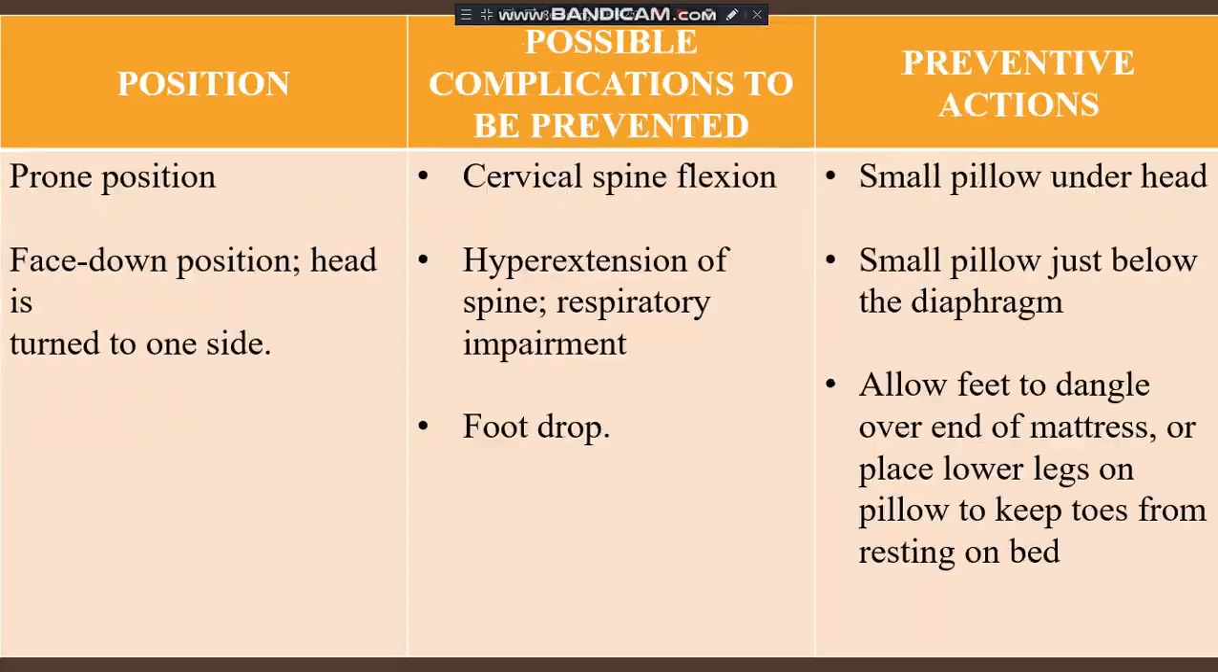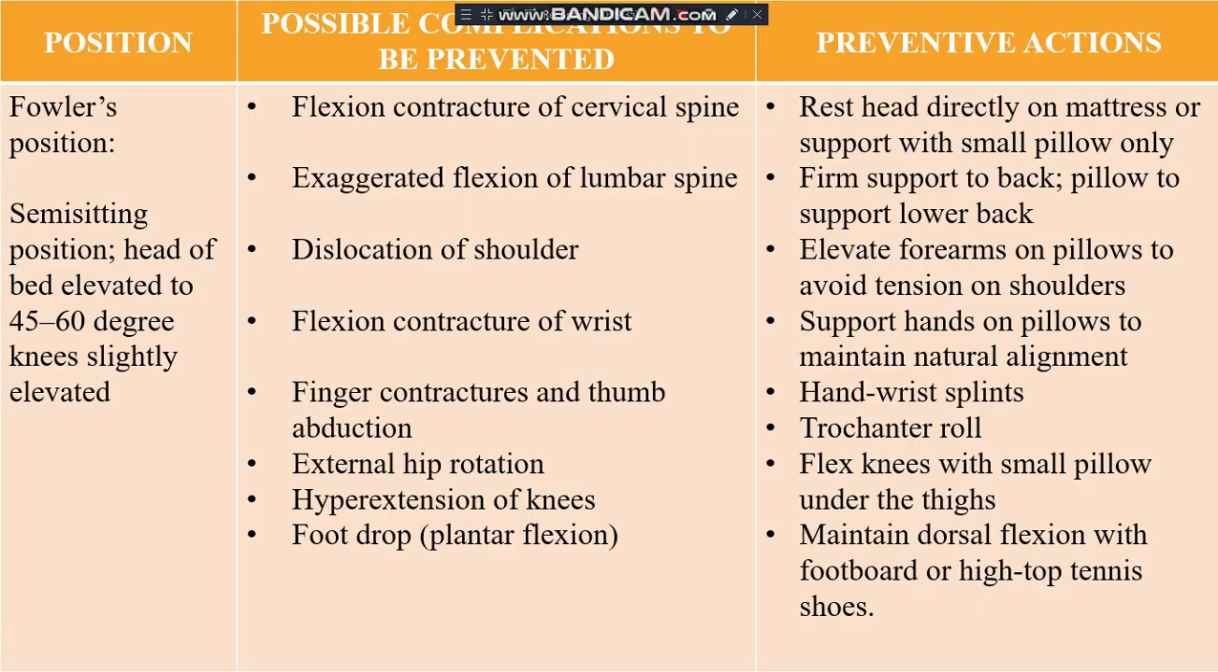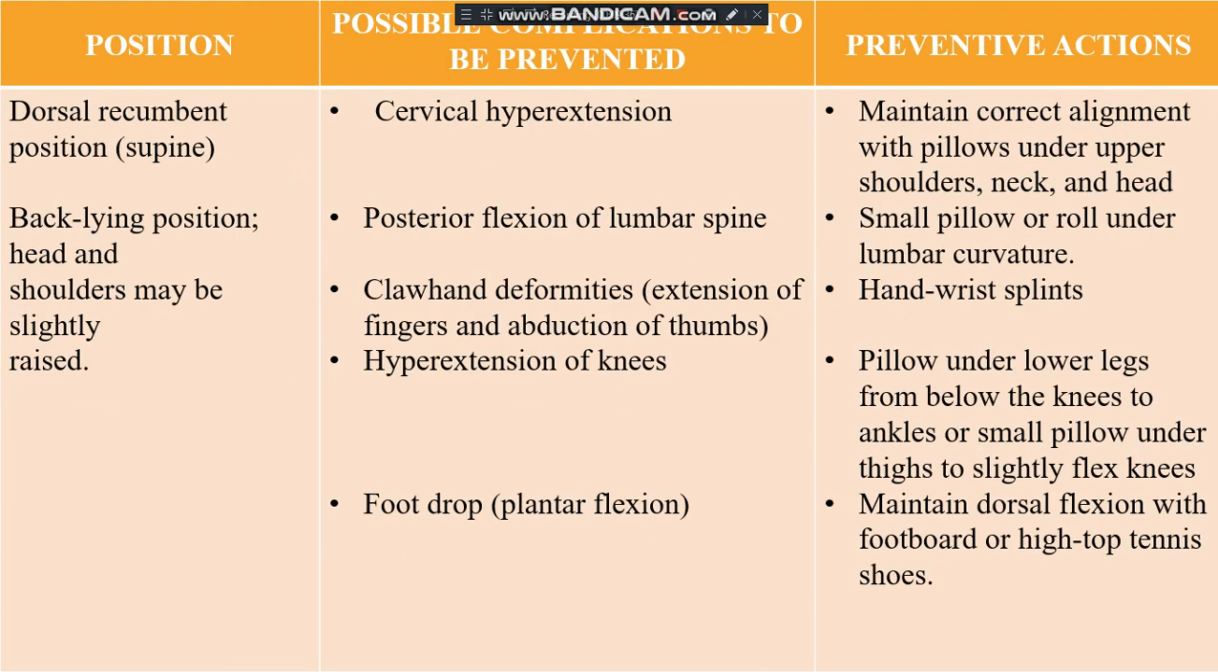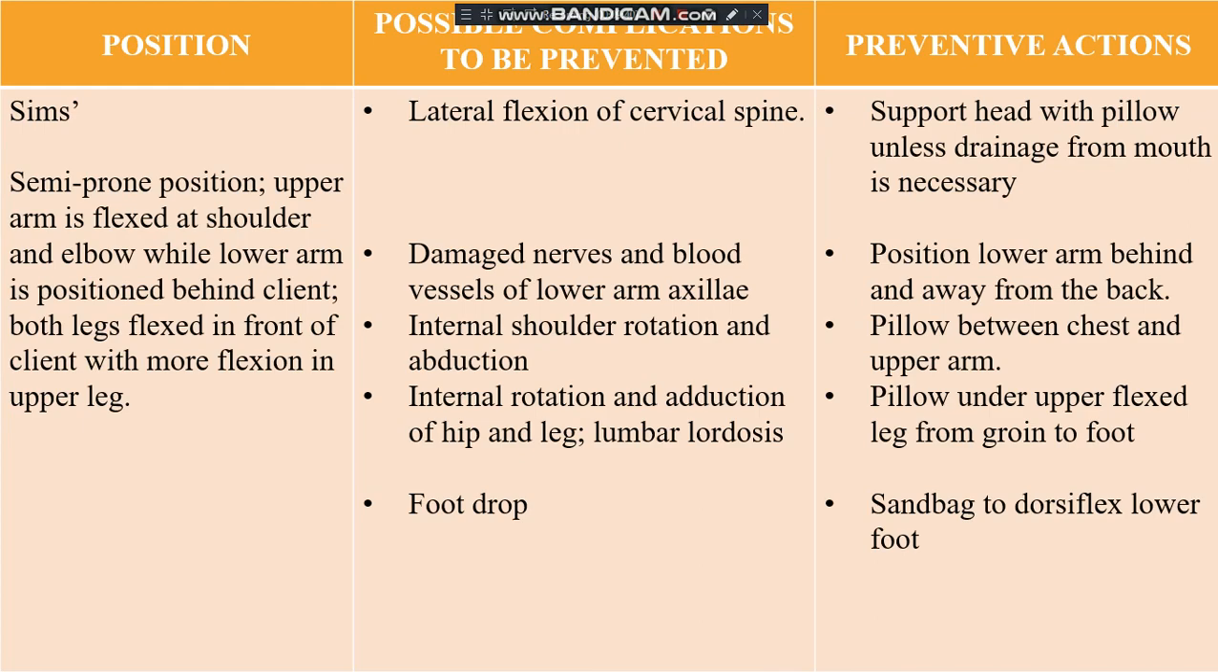So these are the major positions that we have to keep in mind, and the characteristics that we have to maintain, and the preventive actions that we have to carry out in order to prevent certain complications that we have seen already in Fowler's, dorsal recumbent, prone, lateral side and Sims.